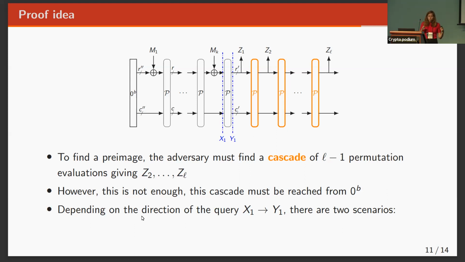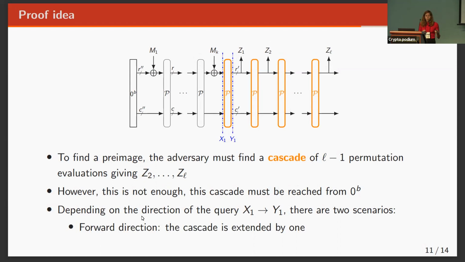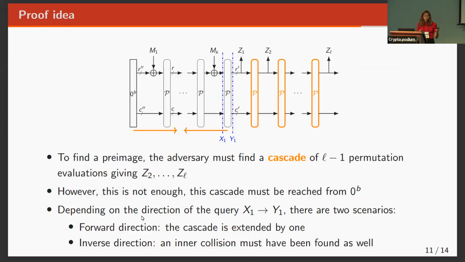So it gives us a query, and depending on the direction of this query, there are two different scenarios. If the query was made in the forward direction, then the cascade is extended by 1, so now we require L good permutation evaluations. On the other side, if the query was made in the inverse direction, additionally to this cascade, we require that an inner collision must have been formed during the absorption phase. So by doing this, we reduce the probability computation of finding a preimage into that of three smaller events. Now it remains to bound each of these terms.